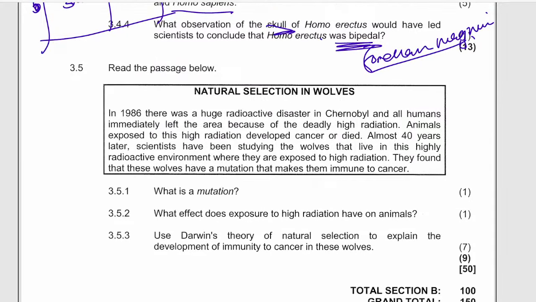3.5 is the last question. 3.5, natural selection in wolves. In 1986, there was a huge radioactive disaster, and all humans immediately left the area because of the deadly high radiation. Animals exposed to this high radiation developed cancer or died. Almost 40 years later, scientists have been studying the wolves that live in this high radioactive environment where they are exposed to high radiation. They found that these wolves have a mutation that makes them immune to the cancer.